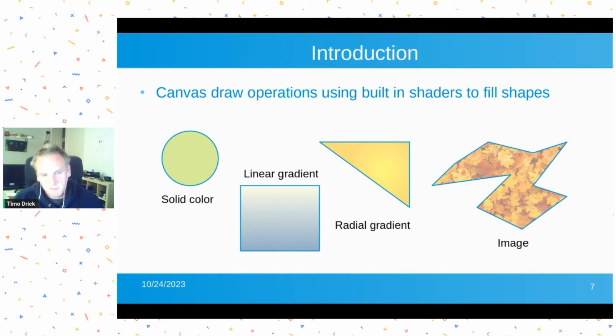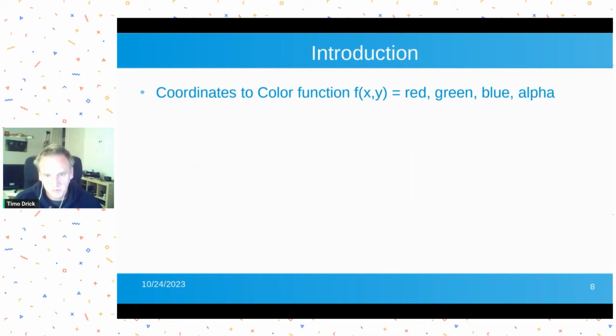Yeah, let's see what shaders are exactly. So you maybe already know canvas draw operations like draw a circle, draw a rectangle, or draw a triangle, or some more complex shapes. And then you can use shaders to fill these shapes. There are built-in shaders, like just a solid color or a linear gradient, or here as an example, a radial gradient or an image. In addition, with Android 13, we now can implement custom shaders.